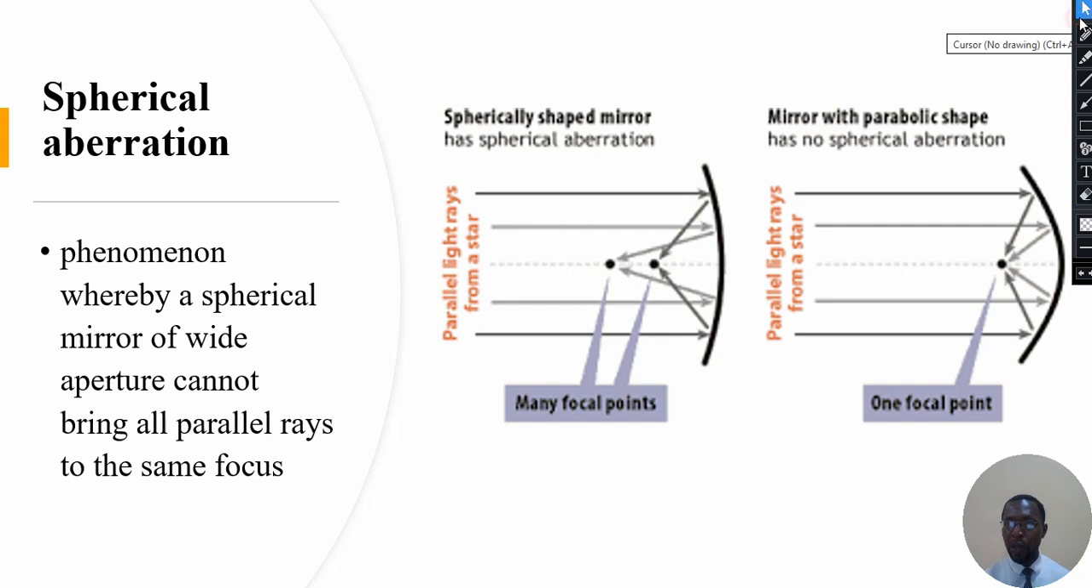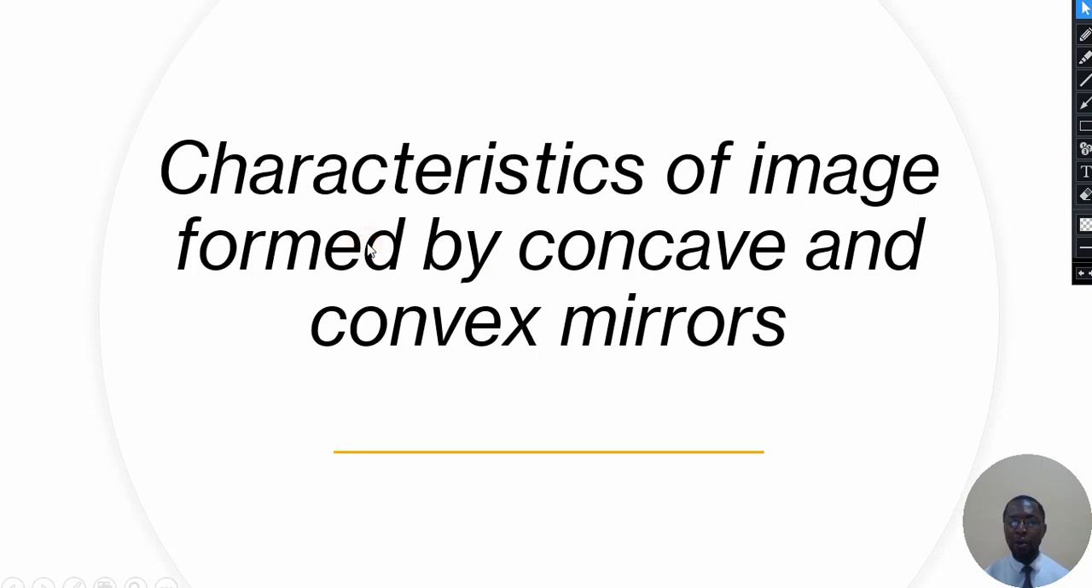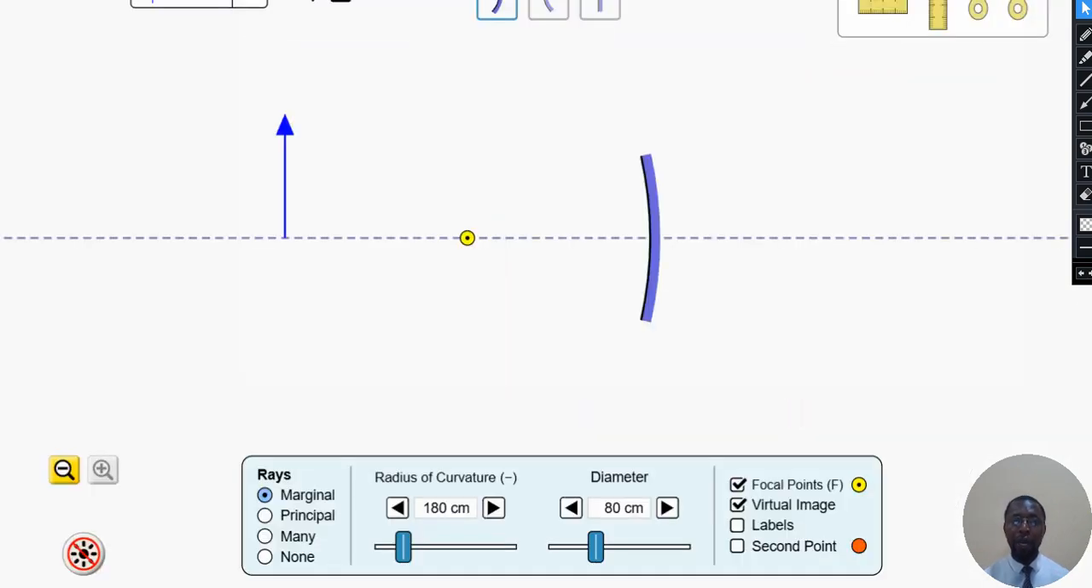All right, so going forward, we also have some characteristics of images formed by either concave or convex mirror. So here we are going to see the properties of images formed. So going forward now, look, this experiment is just to determine the characteristics of image formed, firstly by a concave mirror. Here we have a concave mirror. This is a concave mirror because the inner part is the reflecting surface.